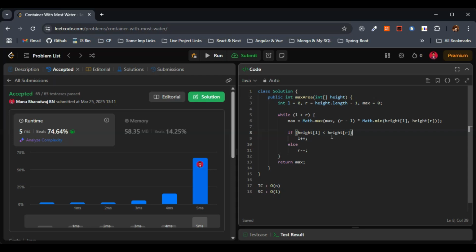So why is the time complexity big O of n here? We are making use of the two pointers, right? We know that each pointer moves at most n times. Each pointer moves at most n times. This will lead to linear time complexity, nothing but big O of n, right? So the overall time complexity is big O of n, and the space complexity is big O of 1 in this case, right?